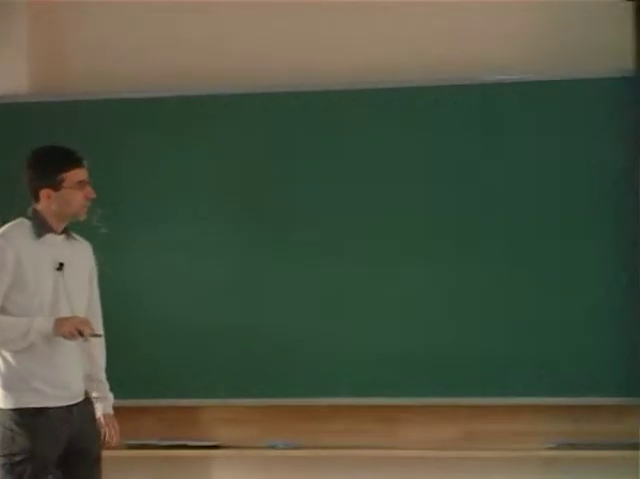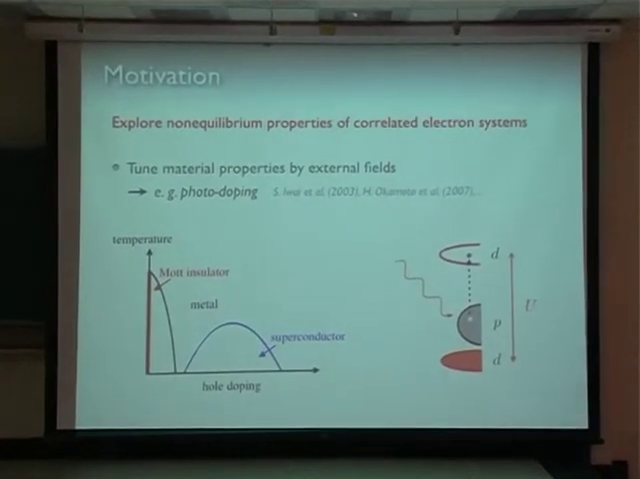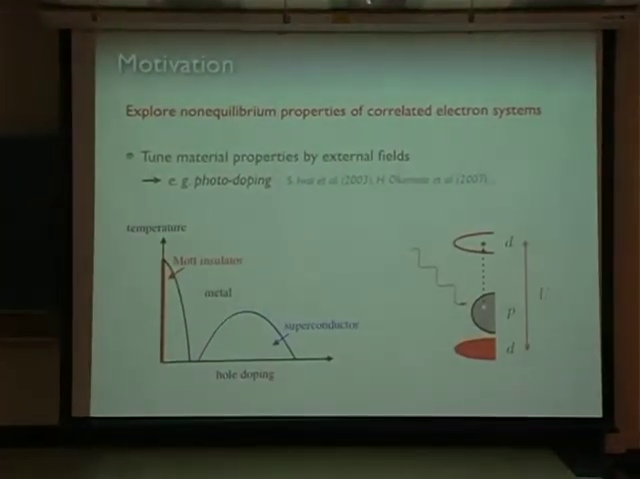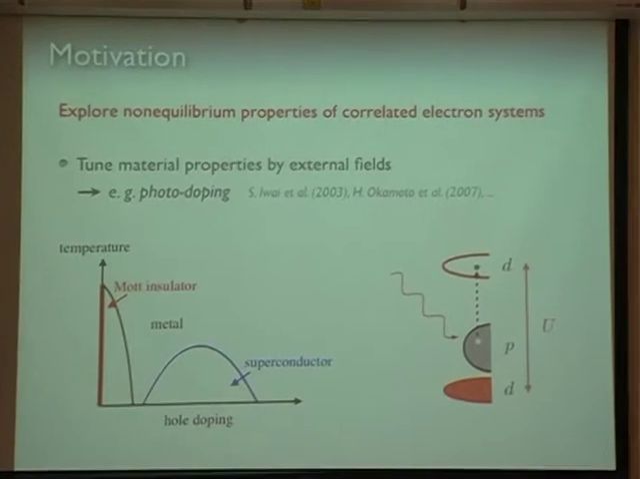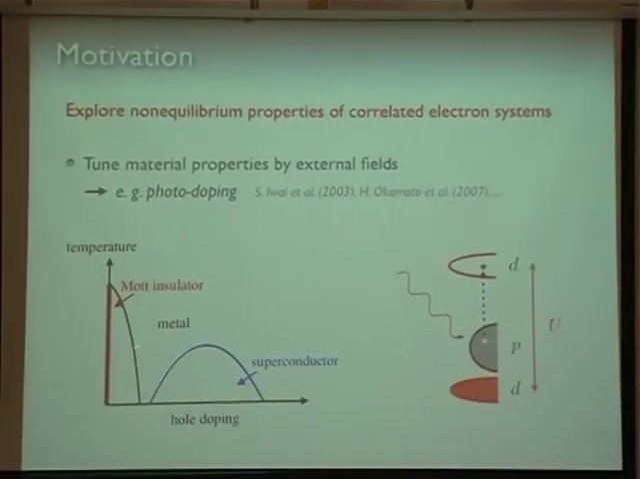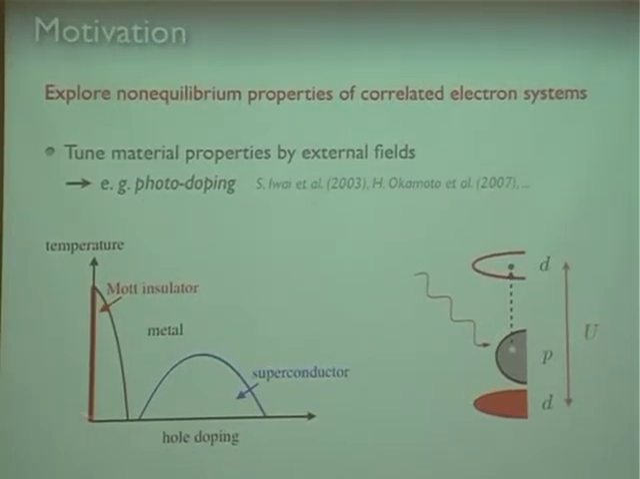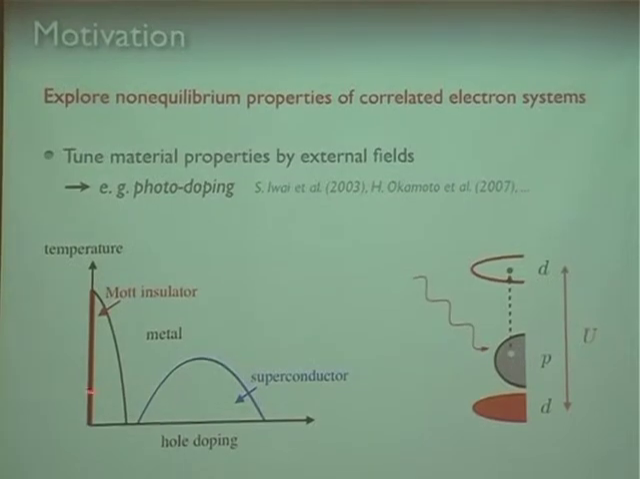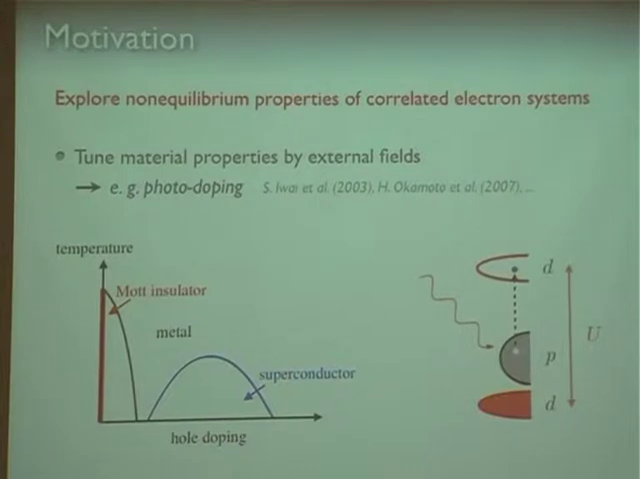One reason why people are interested in exploring non-equilibrium properties of correlated systems is that driving a system out of equilibrium can provide a new way of tuning the material properties. For example, we know that the properties of cuprates change very much as a function of chemical doping. The parent compound is an antiferromagnetic Mott insulator, and as one dopes holes into the system by chemical substitution, one finds a bad metallic phase and eventually a superconductor.